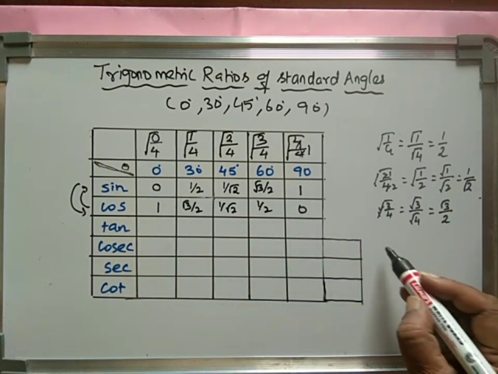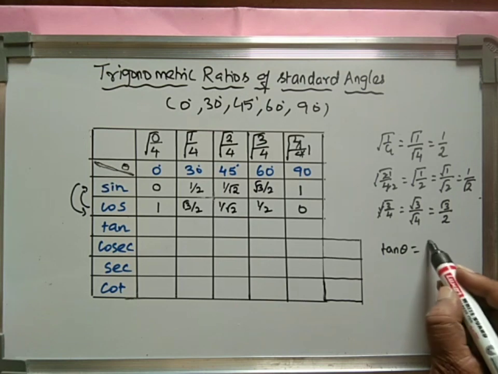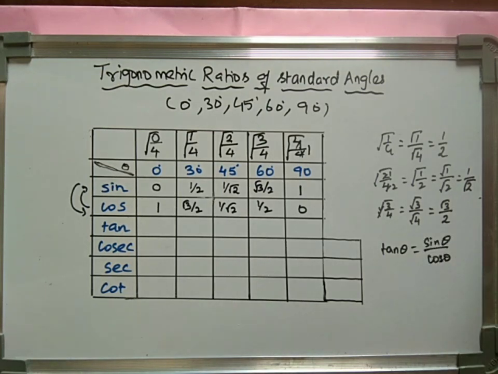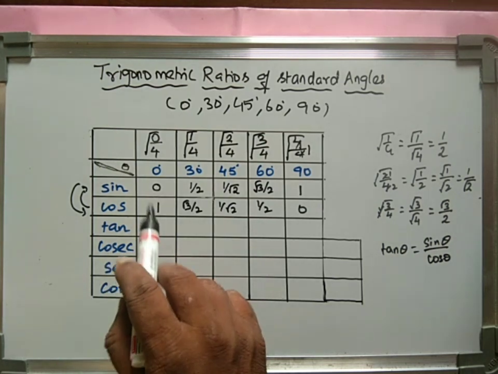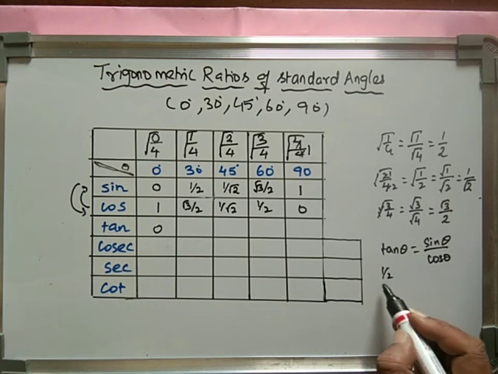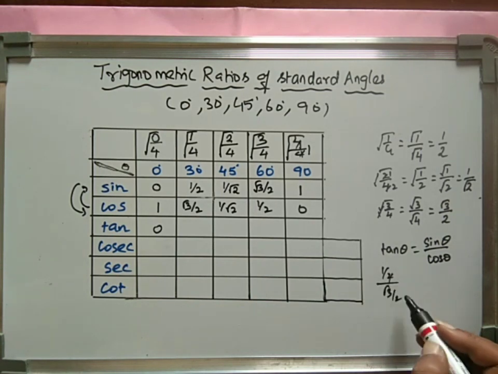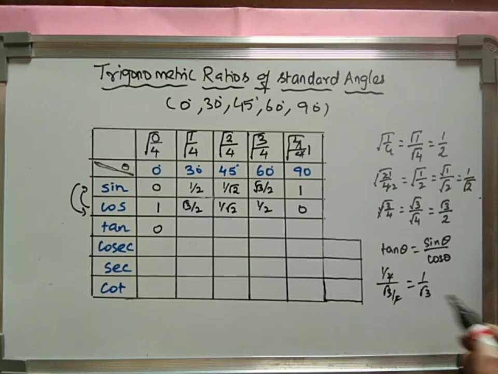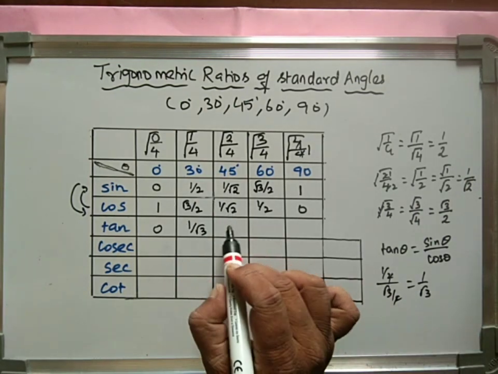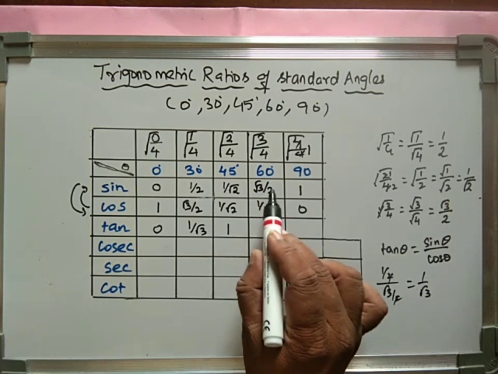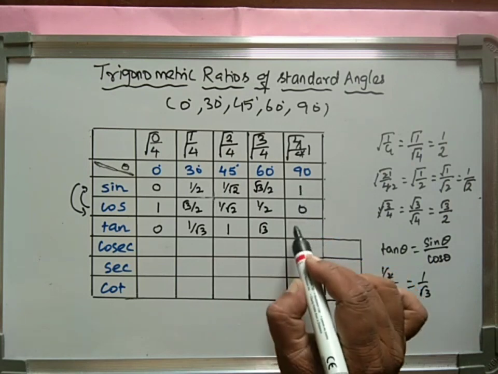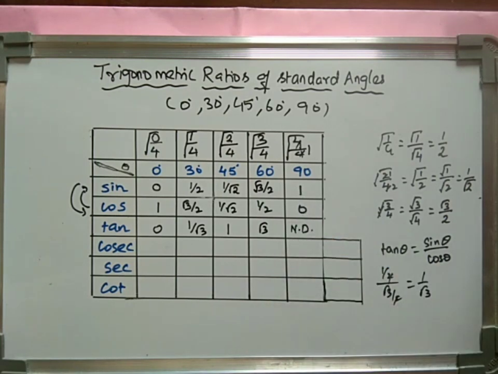And we all know what tan theta is. Sin theta by cos theta. So to obtain tan theta, we divide these two values. 0 by 1 is 0. Now 1 by 2 divided by root 3 by 2. 2 cancels, so I get 1 by root 3. Now 1 by root 2 divided by 1 by root 2 is 1. Now here 2 gets cancelled. Root 3 by 1 will be root 3. And 1 by 0 is not defined.